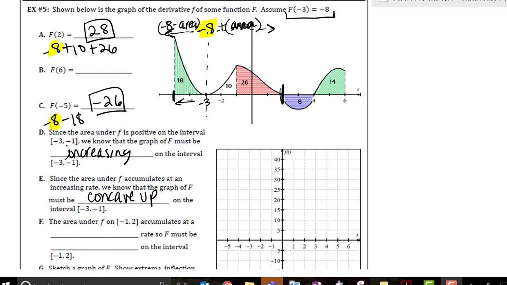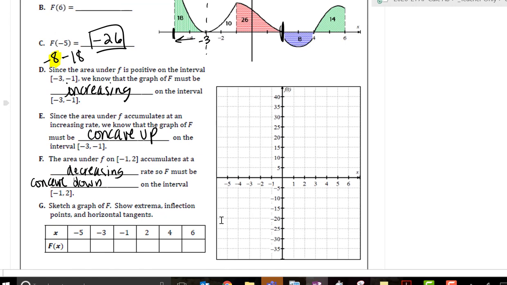of this graph. I know that from -3 to -1, we are increasing, and that slope is positive, which means we are concave up. From -1 to 2, we are moving at a negative slope, right? We're accumulating at a decreasing rate. So that means that this guy, our original function, is going to be concave down. So we can start getting an idea.